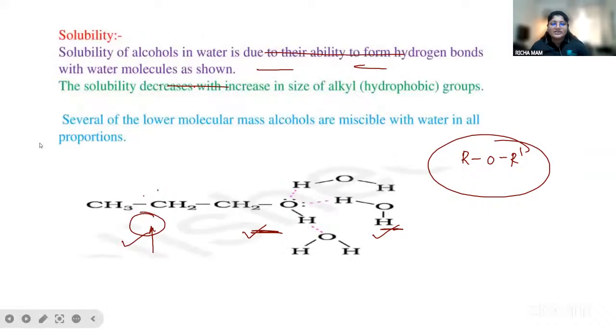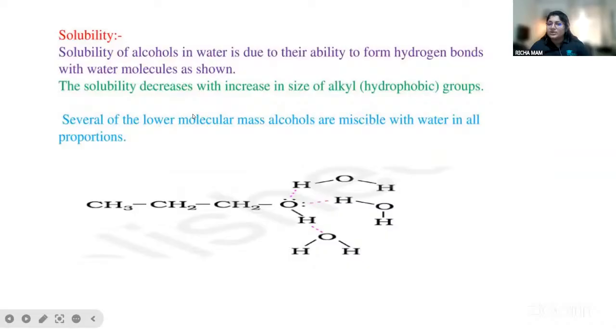Yes. So next is solubility. What do we say about solubility? Alcohols are soluble in water because they have the ability to form hydrogen bonds with the water molecules. You can see how alcohol forms hydrogen bonding with the water molecules, and because of that they are soluble.